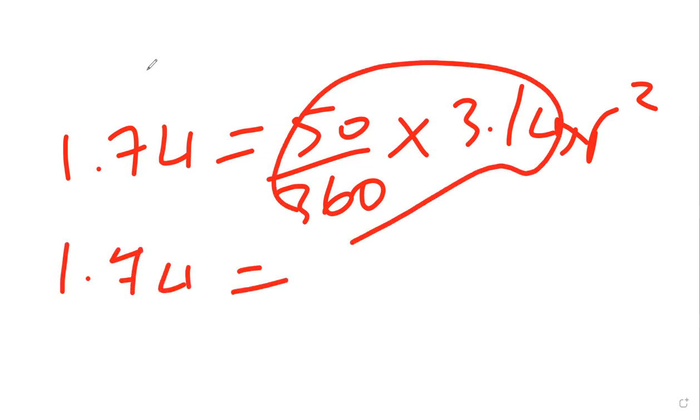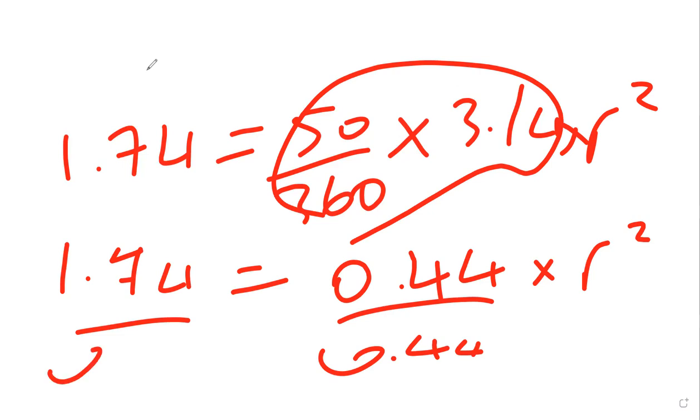So all of this gives me, I'm going to give my answer to 2 decimal places, 4 times r squared. Now what I'm going to do is divide both sides by 0.44 to see what we get. So we have 1.74 divided by 0.44, which gives us 3.95 to the second power. Now we're going to see what we get for this.